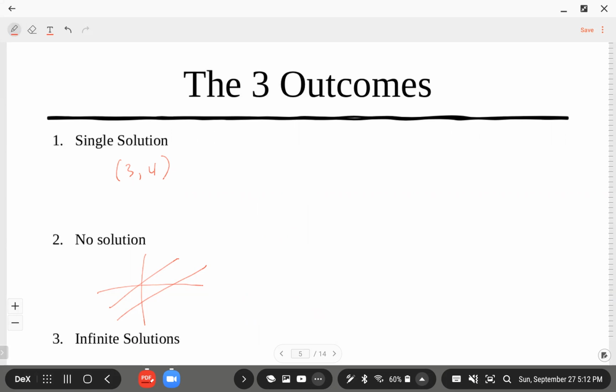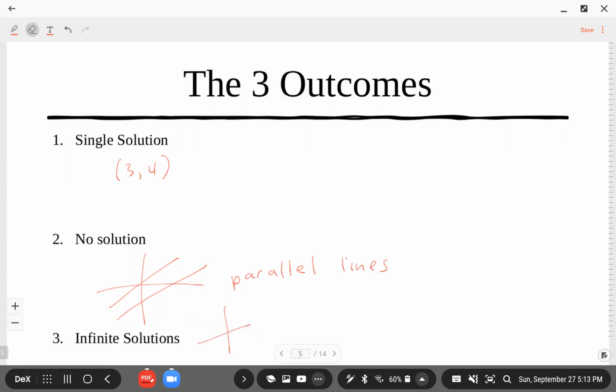Now, our third outcome is infinite solutions. So let me write parallel lines here. Okay, infinite solutions. Now, what kind of line has infinite intersection points?